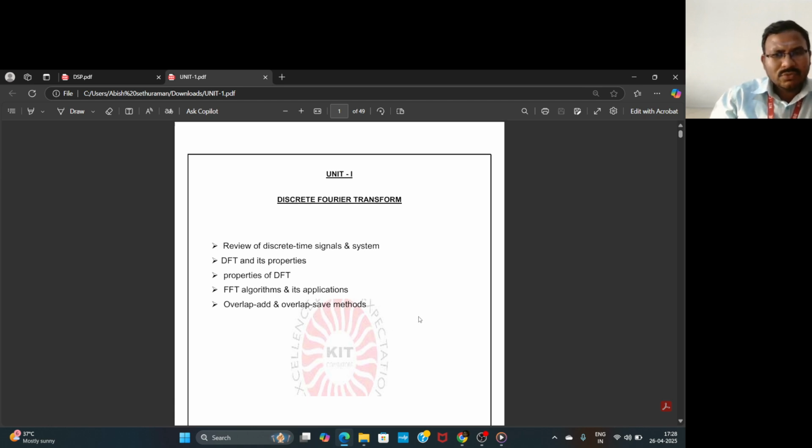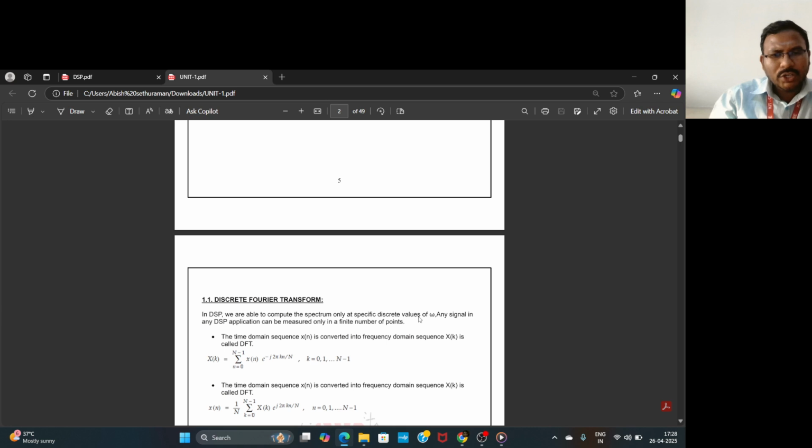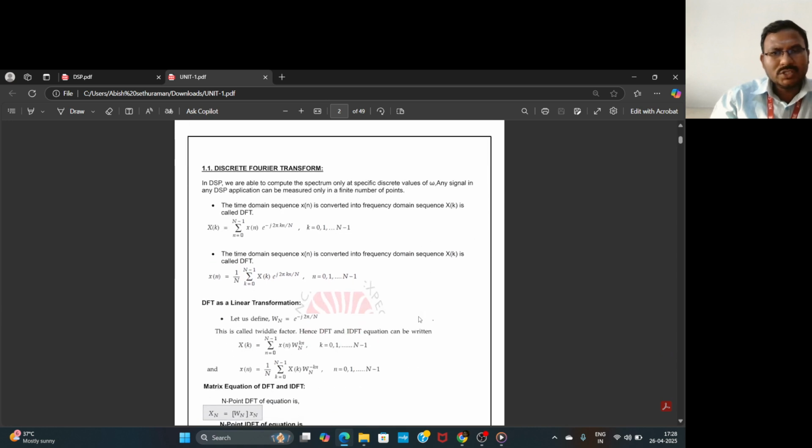Initially, what is the use of the Fourier transform? Here we are going to convert analog information into digital information. In this digital information, we need to convert the time domain into the frequency domain. The first transform is the discrete Fourier transform, in which a time domain sequence is converted into a frequency domain sequence. The time domain sequence is denoted x of n and the frequency domain sequence is denoted capital X of k.